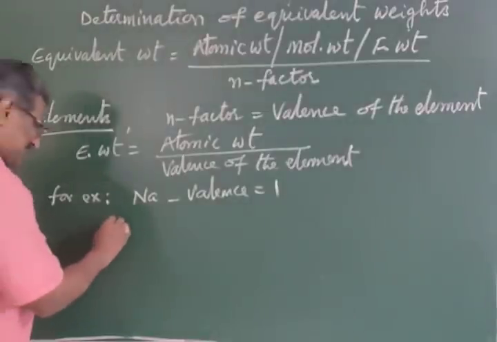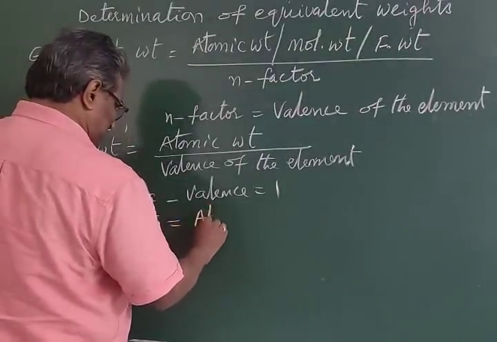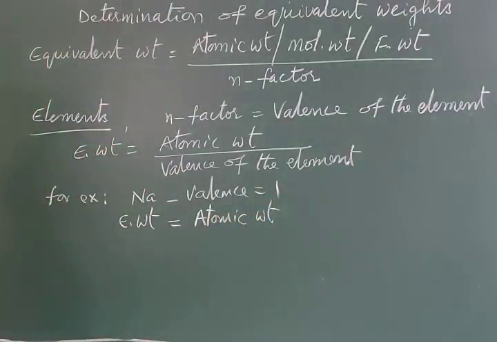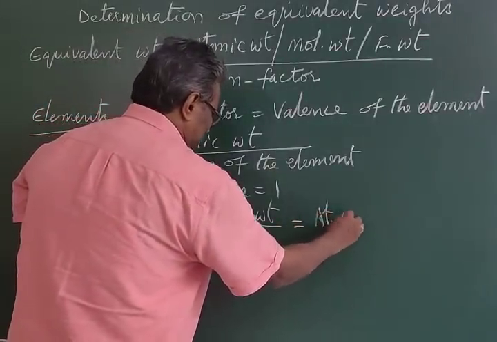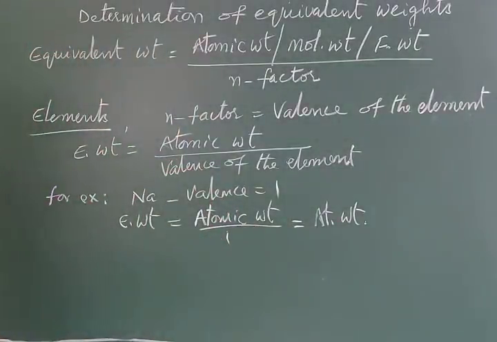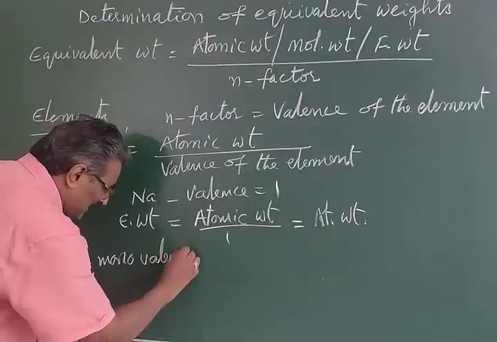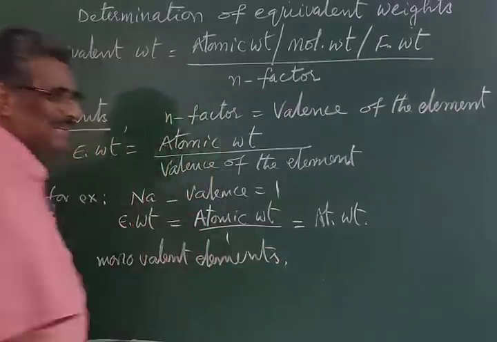So if you substitute this valence, equivalent weight is equal to atomic weight by 1, that is equal to atomic weight. For sodium, equivalent weight and atomic weight are one and the same. For all monovalent elements, what are the monovalent elements?